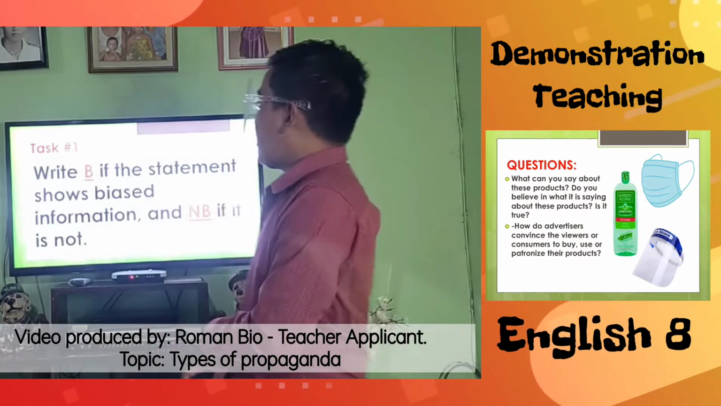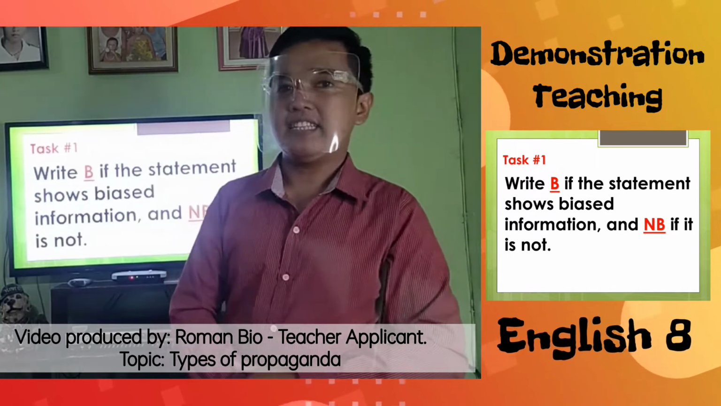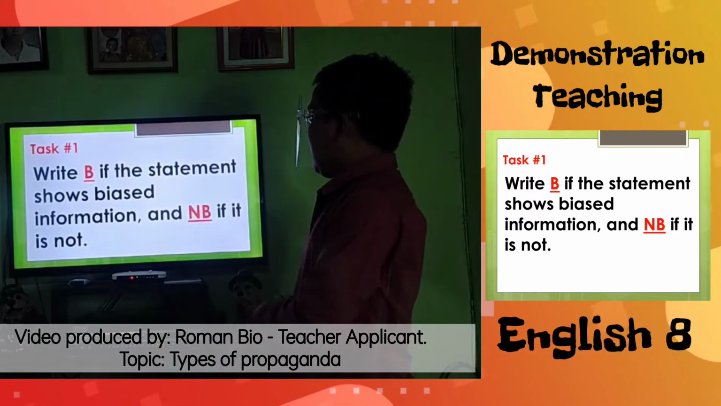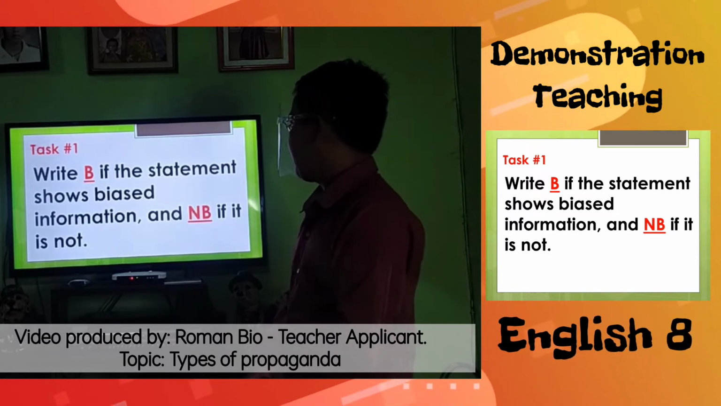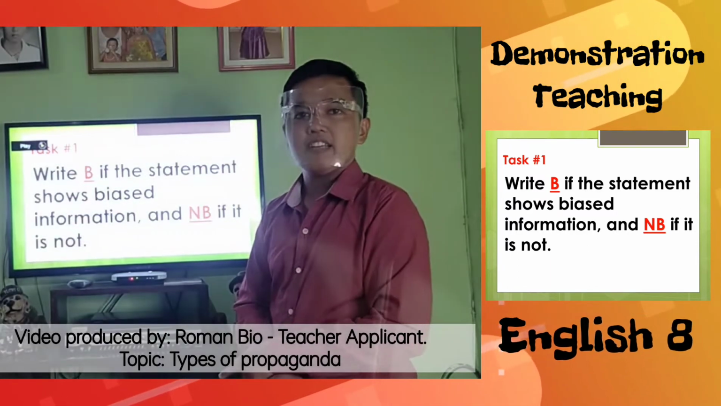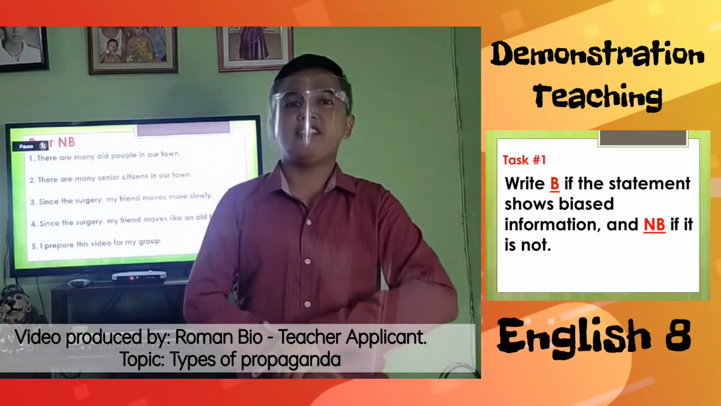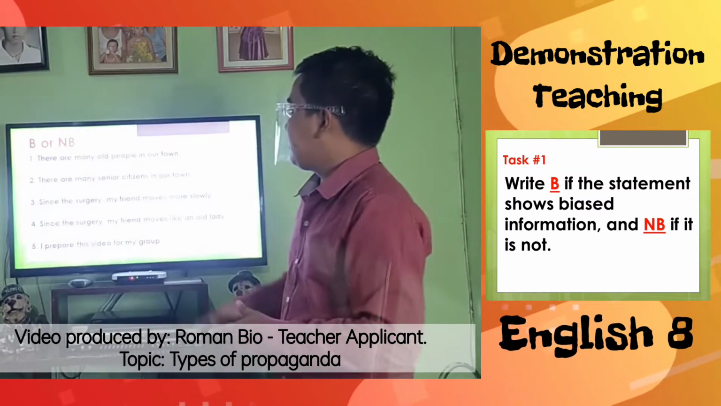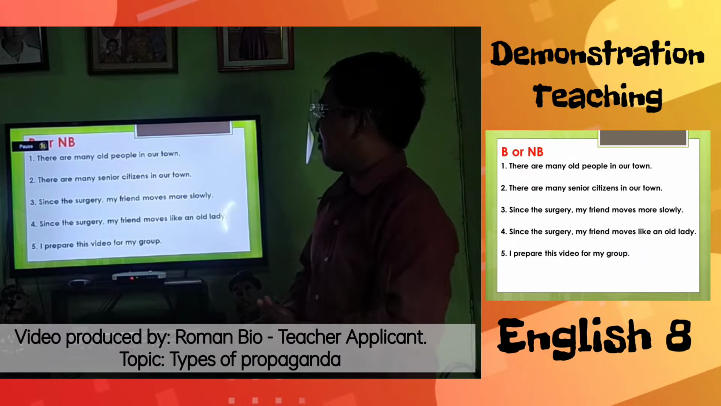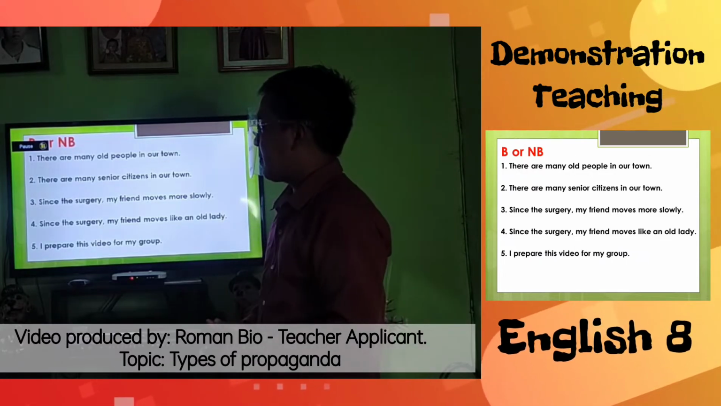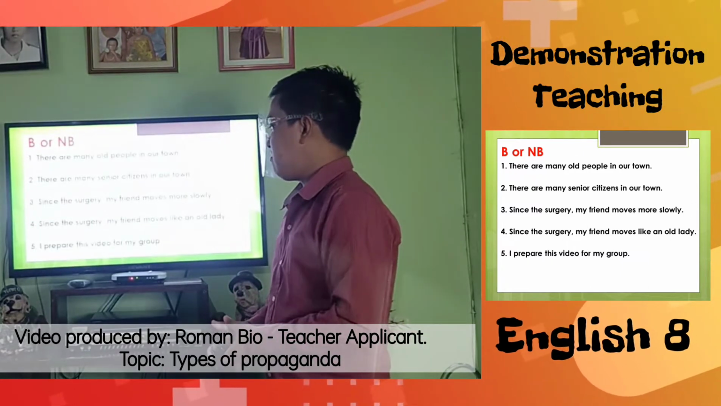Okay. So, for task 1, I know you are now ready for our activity today. Write B if the statement shows biased information and NB if it is not. You can find the activity in your learning module worksheets on page 10 for the instructions. Number 1. There are many old people in our town. Number 5. I prepared this video for my group.